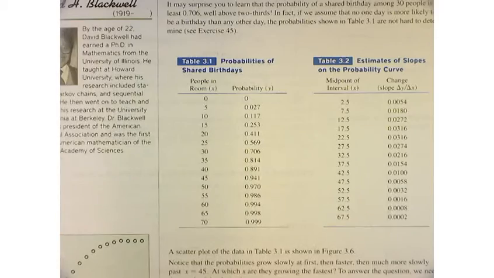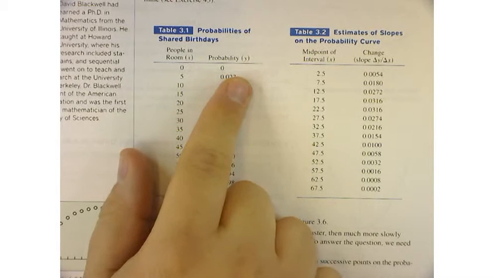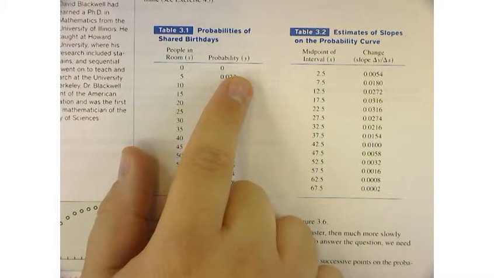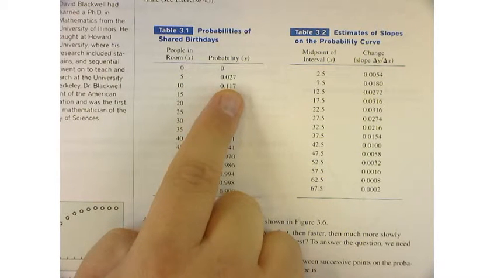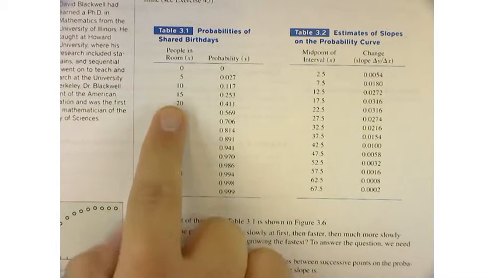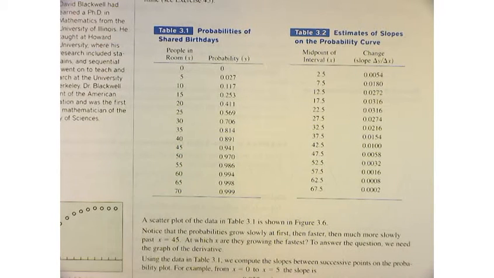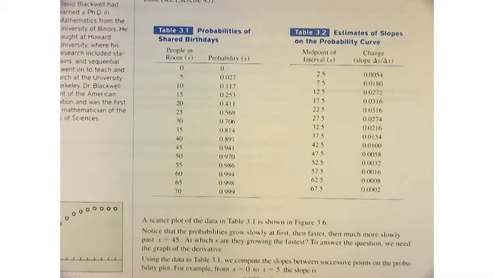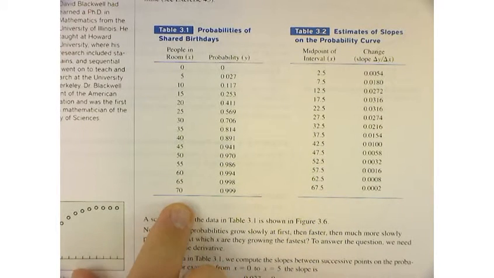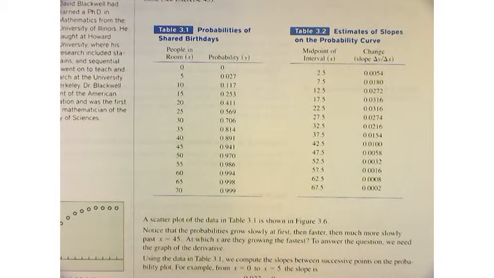And so we have a table of values here. If I have 0 people in the room, they have pretty much 0 probability of sharing a birthday. That's common sense. If I have 5 people in the room, it's 0.027. This is just a table of values where the first column, the X value, represents the number of people in the room, and the Y column represents the probability that people will share a birthday. So when you get 70 people in a room, you've got a pretty good shot of 2 of them sharing a birthday.